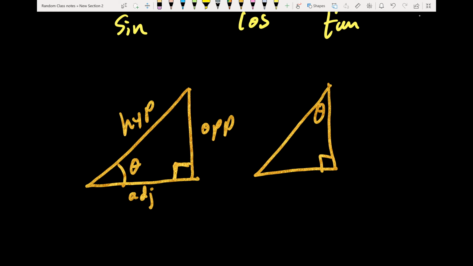Again, in reference to this angle theta, the opposite is what? And this is the adjacent. This is the what? Hypotenuse. Have I lost anyone yet? Good so far? Matt? Hannah?